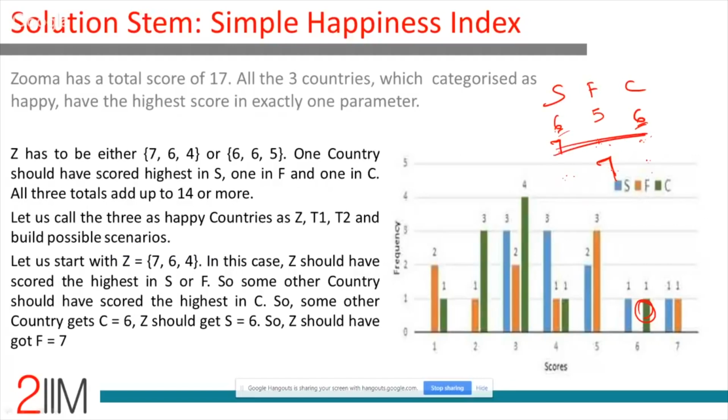7 should be here. This should not be a 6. This should be a 6. This should be a 4.